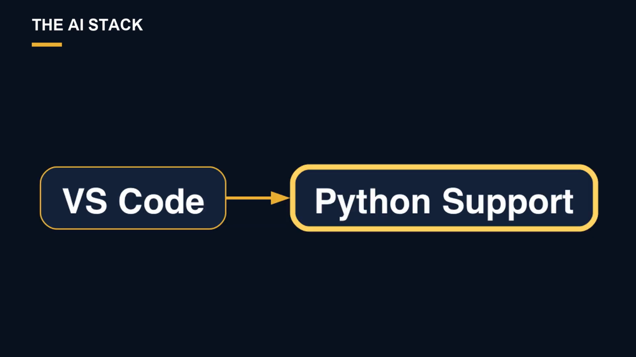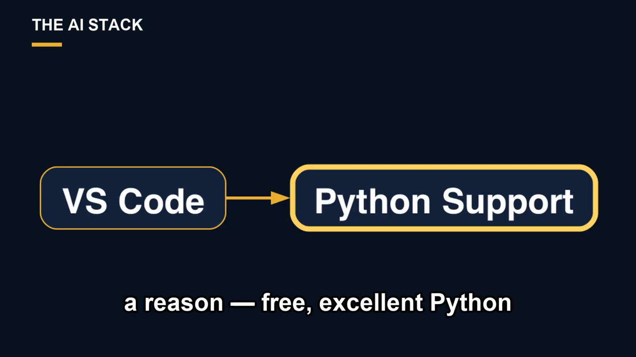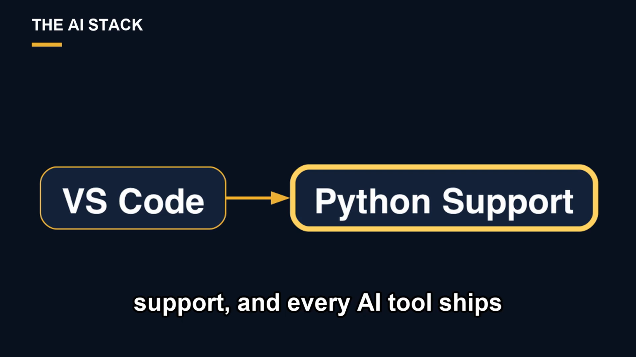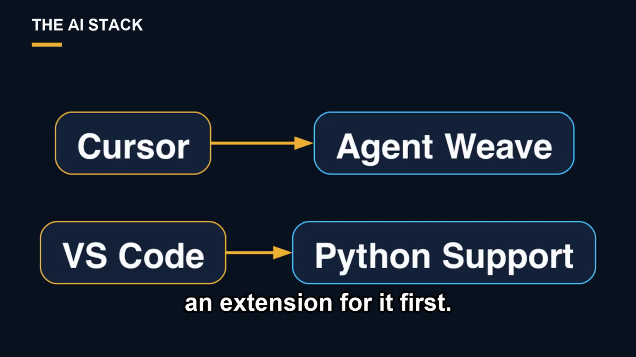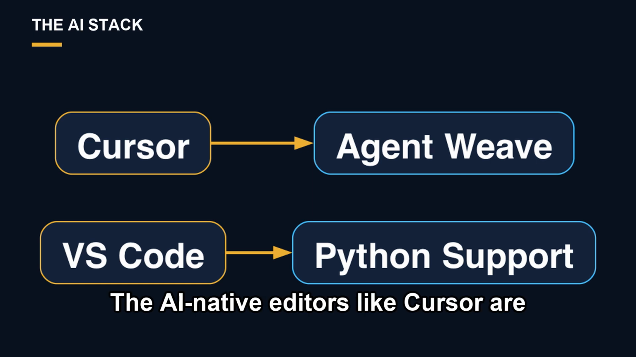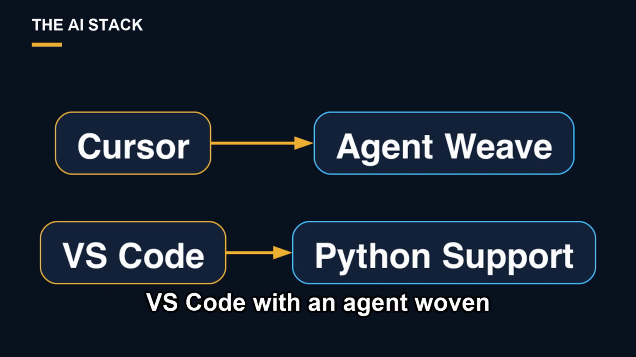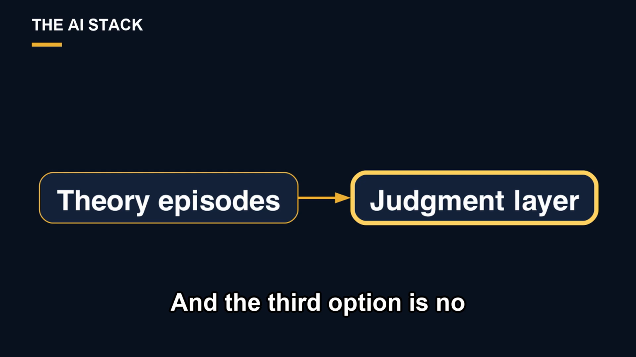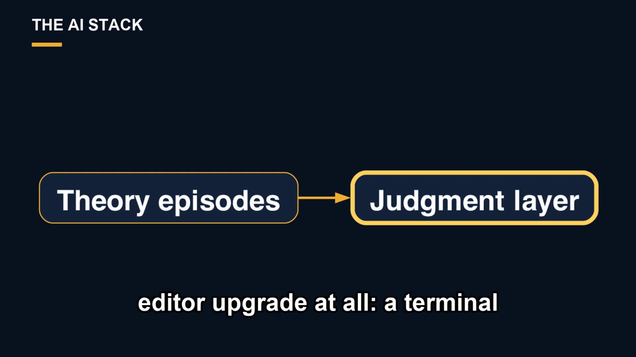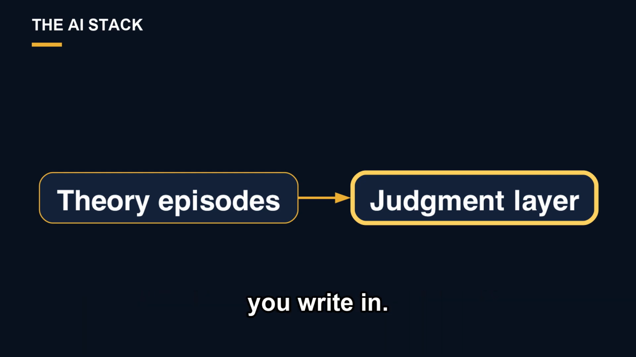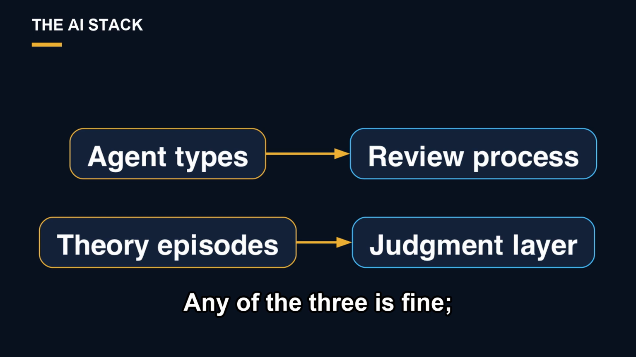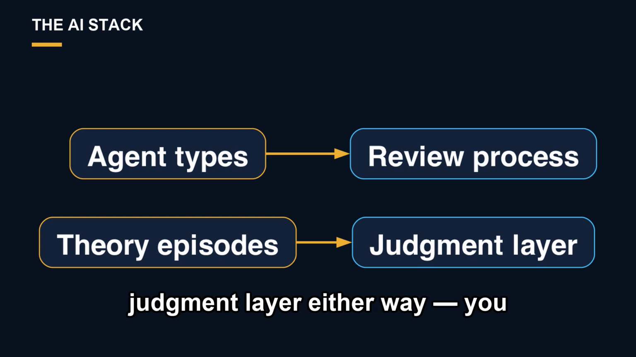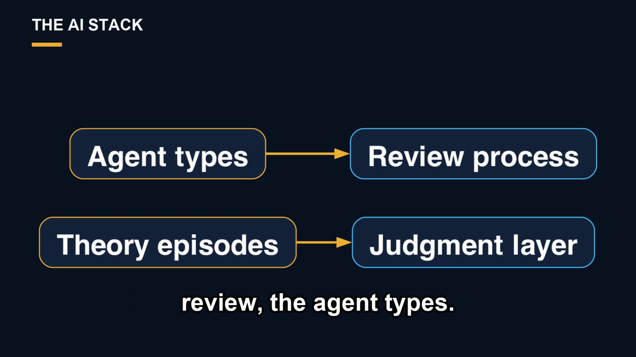Your editor. VS Code is the default for a reason. Free, excellent Python support, and every AI tool ships an extension for it first. The AI native editors like Cursor are VS Code with an agent woven in. And the third option is no editor upgrade at all, a terminal agent like Claude Code alongside whatever you write in. Any of the three is fine. The theory episodes made you the judgment layer either way. You review what the agent types.